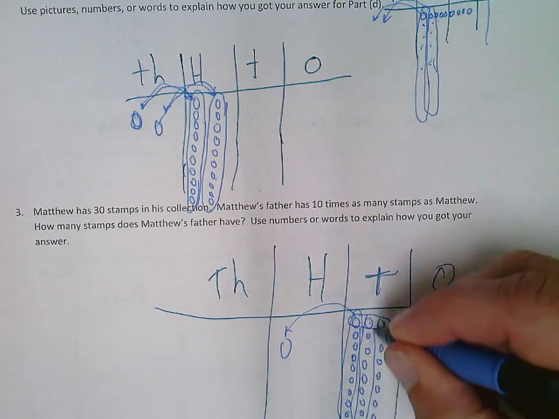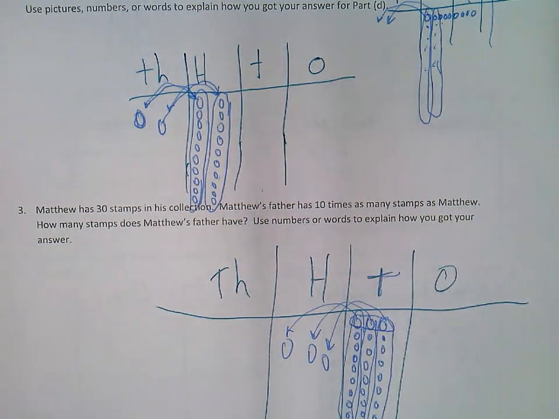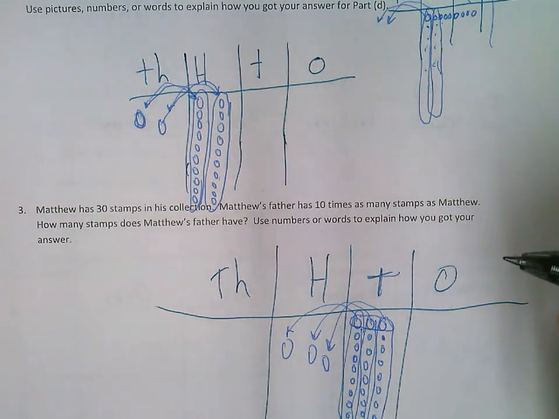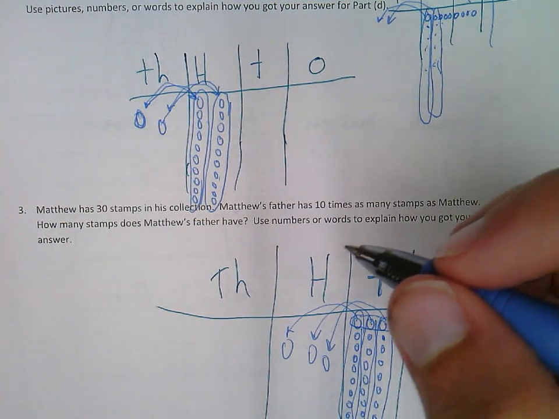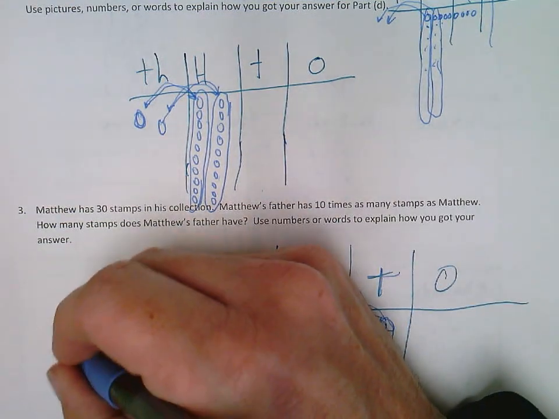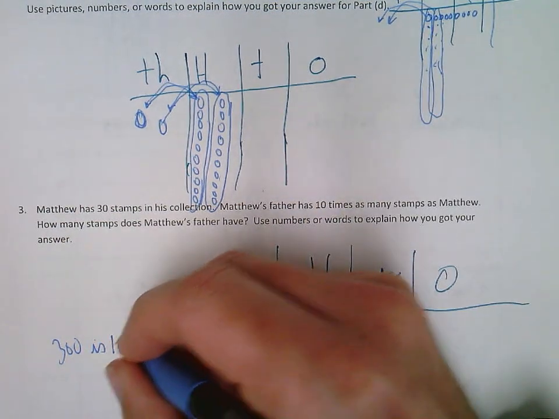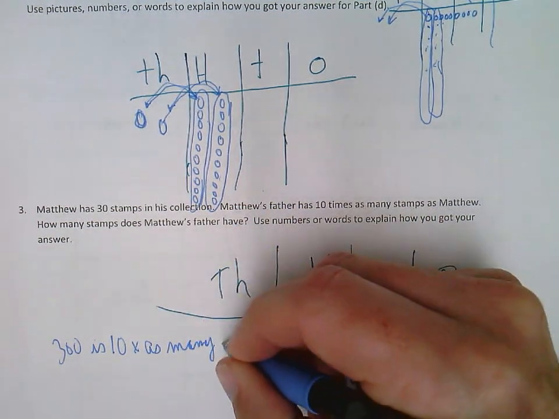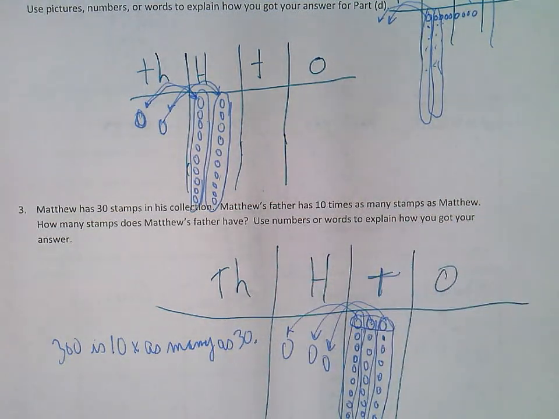100, 200, and 300. And it says use numbers or words to explain how you got your answer. So we can say that 300 is 10 times as many as 30. So we started out with 30, and we have 10 times that amount, which is 300.